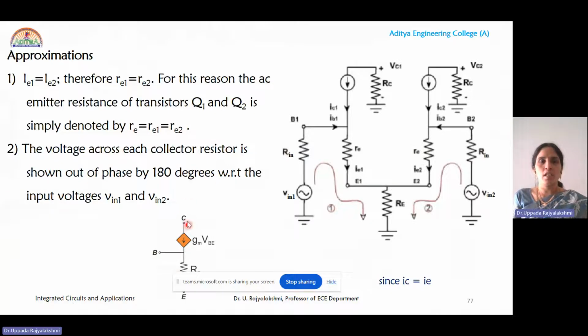And similarly, the voltage across each collector resistance is shifted 180 degrees with respect to the input voltages, because the CE amplifier also provides phase inversion to the input. So the output is 180 degrees out of phase with the input. That is the purpose of the common emitter amplifier. So that's why you can see the output is 180 degrees out of phase with respect to the input.